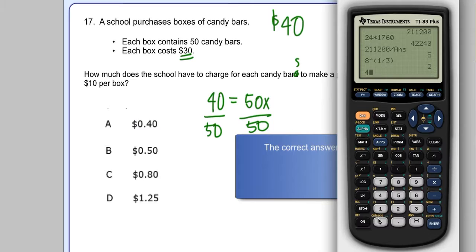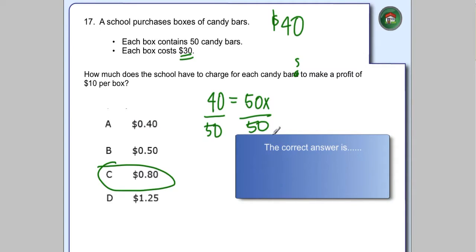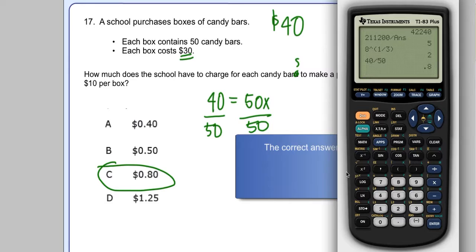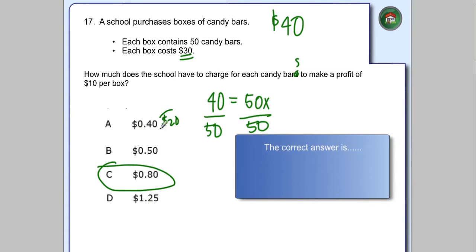So 40 divided by 50 would be 0.8. So the answer is going to be C. If you do not know that, you can just test it out. So if I did 0.4 times 50, that's going to give me $20. So I would make $20. I would get $20 if I sold them for 40 cents a piece.